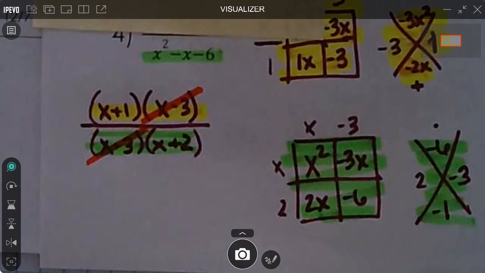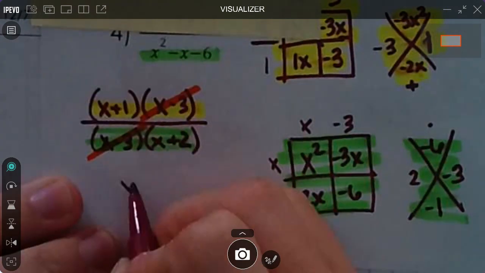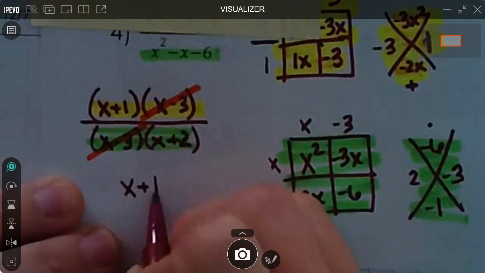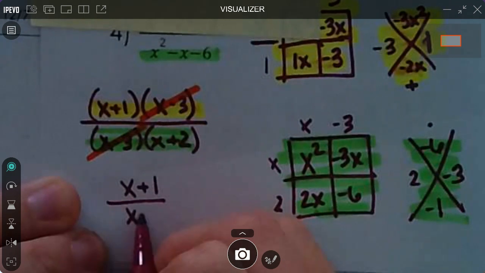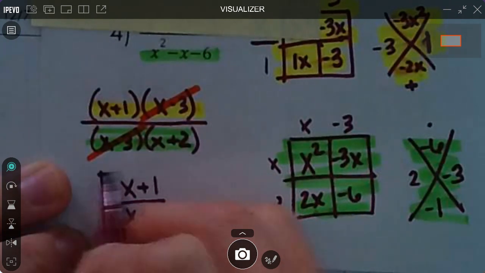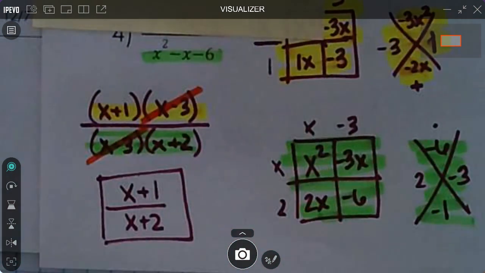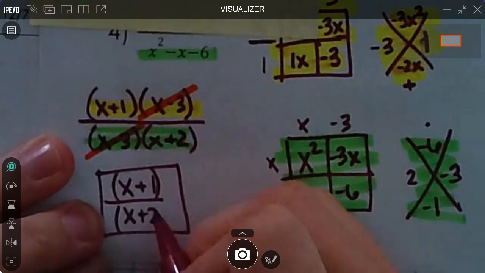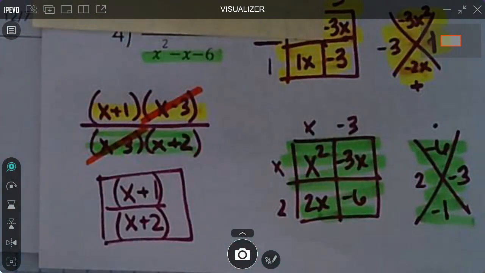What is our answer? X plus what on top? 1. What's left on bottom? X plus 2. Could you put parentheses around the top and the bottom? You could, because they're all a factor together. If you like getting in that habit, do it. If you'd rather do it like that so you know it's all one factor together, do it. Do you see now why we've practiced factoring so much? It never goes away, okay?